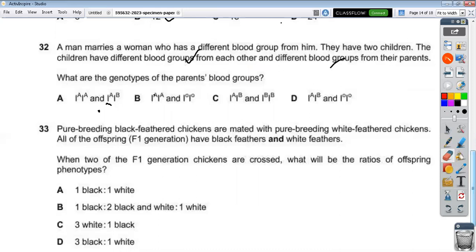Pure breeding black feathered chickens are mated with pure breeding white feathered chickens. All of the offspring, the F1 generation, have black and white feathers. When two of the F1 generation chickens are crossed, what will be the ratio of the phenotypes of the offspring?